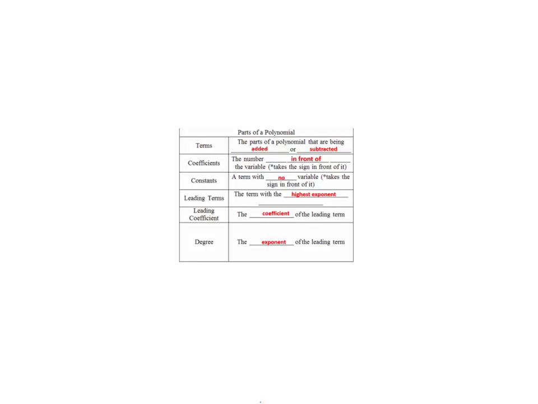So we're going to look at some definitions. So this is talking about the different parts of a polynomial. So the first one's terms. So terms, the parts of a polynomial that are being added or subtracted. So you need to make sure you're filling in the blanks on your note sheet here.